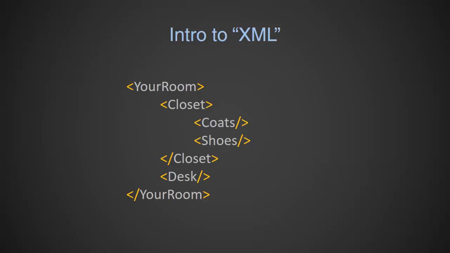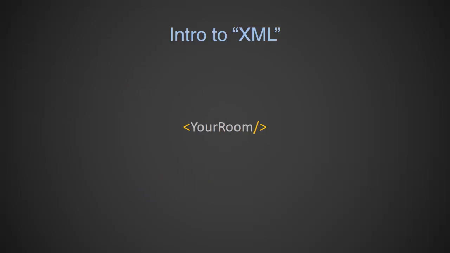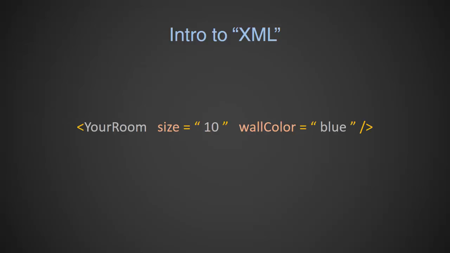The other half is about attributes. Let's look at your room again. It would be boring if you could just structure your room like this. What if your room is 10 square meters? Well, this is how you say it. You simply say your room has a size and is equal to 10 in double quotes. How about a wall color? Now your room has a blue wall color as defined. That's pretty much all about XML.